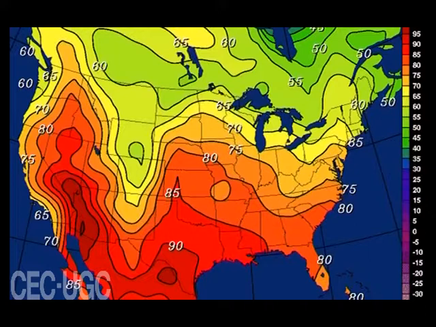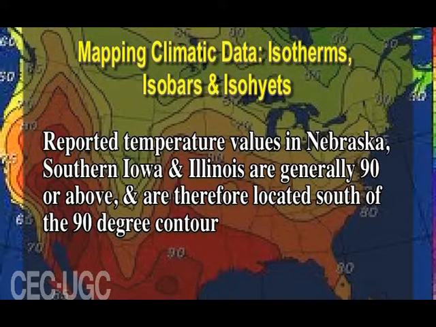The isotherms displayed were generated from the observed values of temperature and have been plotted at intervals of 5 degrees Fahrenheit. The small orange numbers are contour labels which identify the value of an isotherm, 75 and 85 degrees Fahrenheit. For example, reported temperature values in Nebraska, southern Iowa, and Illinois are generally 90 or above and are therefore located south of the 90 degrees contour.